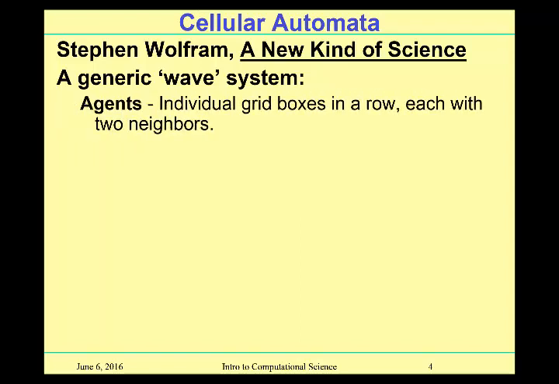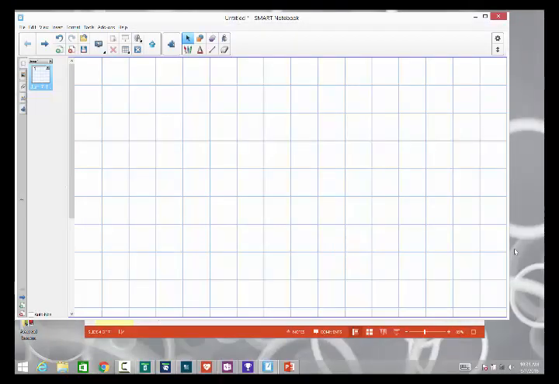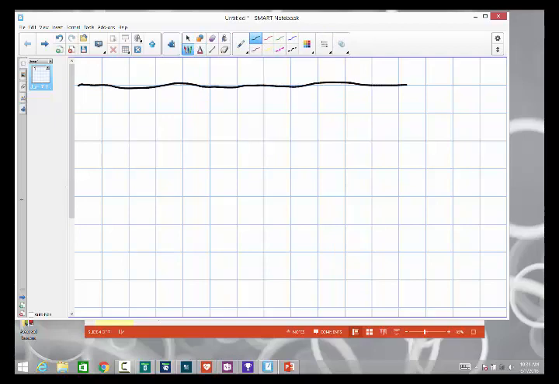We're going to start with defining our agents. In this case, our agents are going to be individual grid boxes in a row, each with 2 neighbors. You're going to need some graph paper. Go ahead and find yourself a piece of graph paper, and when you do, let's continue. For this model, I'm going to ask you to identify the first row of grid boxes across the top of your piece of graph paper. You don't necessarily have to box them out, I'm just drawing them here. Our agents in this particular case are going to be each of these individual grid boxes. For example, this grid box here in red would be an individual agent in my new system.